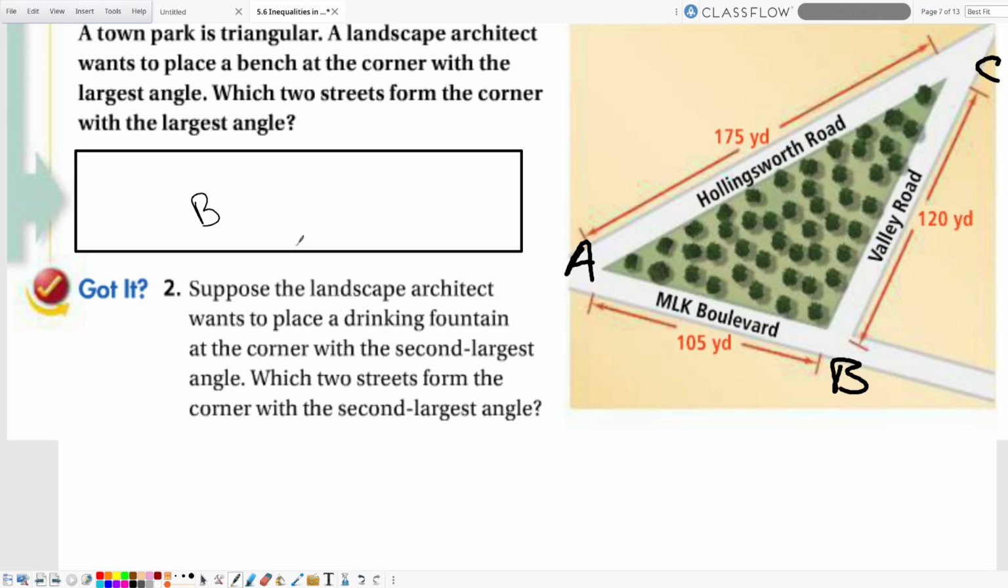And then it says, suppose the landscape architect wants to place a drink fountain at the corner of the second largest angle. So now I'm trying to find the second largest angle. So where is the second largest angle? I'm looking for the second longest side. Well, 120 is the second longest side. Opposite of that is angle A. So we would say A would be where we want to make the water fountain.